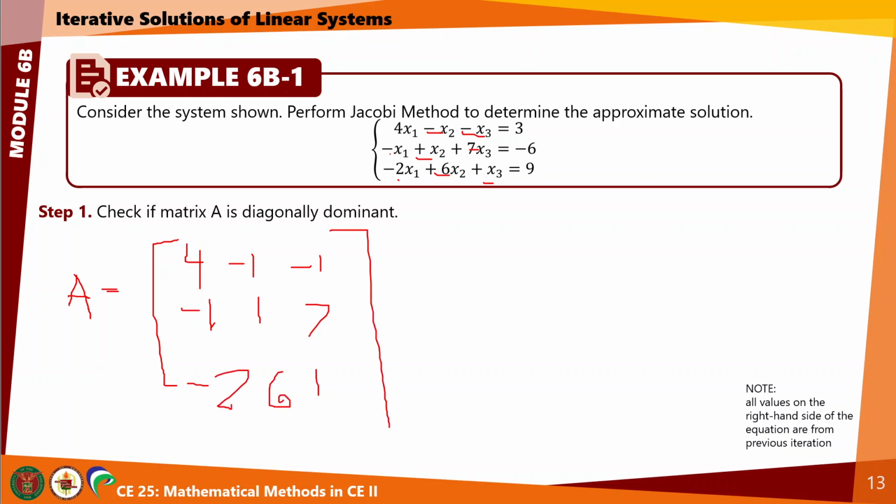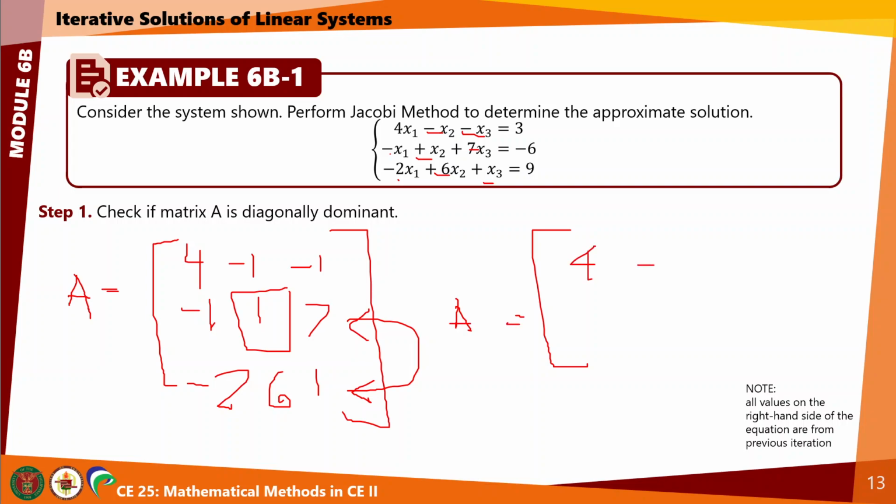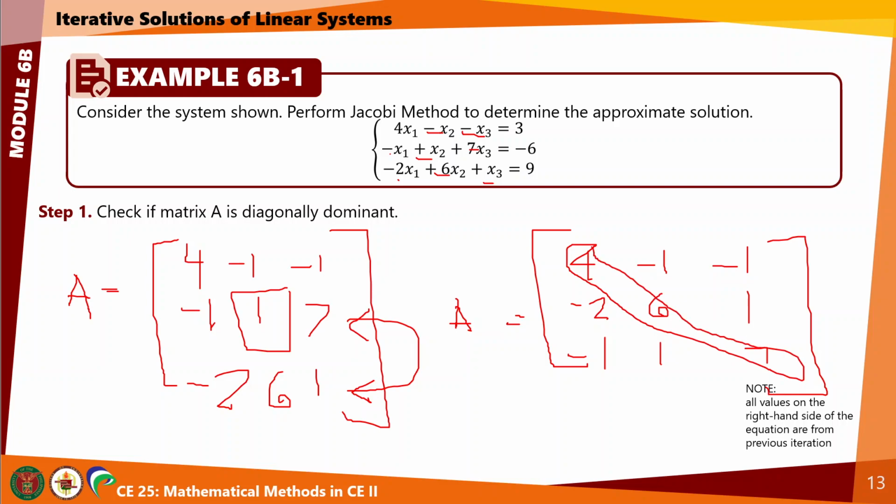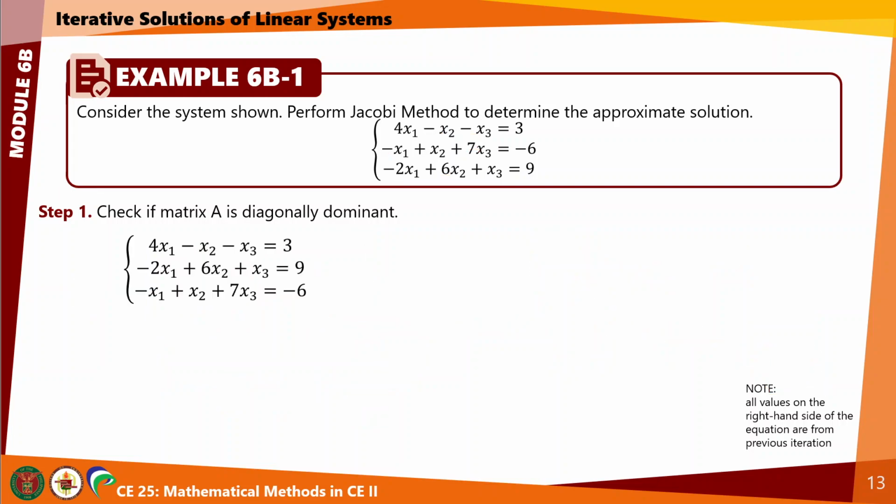Okay, hindi to diagonally dominant kasi as you can see, si 1 dito is less than the sum of 7 and 1. So, what we can do is to change or interchange yung position ng second and third equation so that our matrix A becomes 4, negative 1, 1, negative 1, negative 1, negative 2, 6, and 1, and negative 1, 1, 7. Diba? This time, yung matrix A na natin diagonally dominant na. So we can now apply yung Jacobi method. Right? So let's do that. That's our matrix A na.